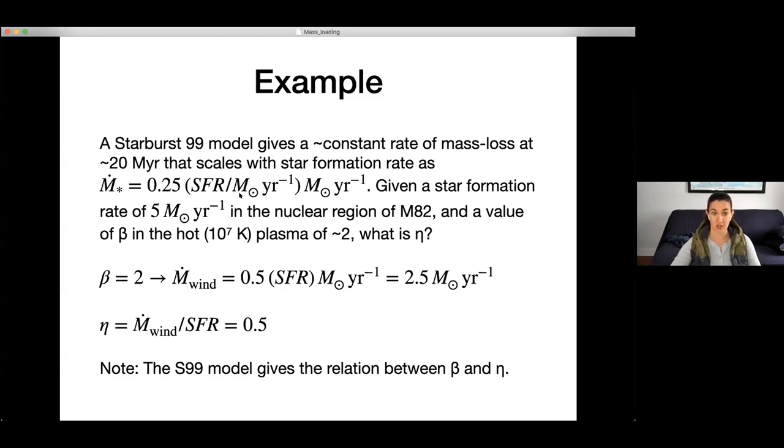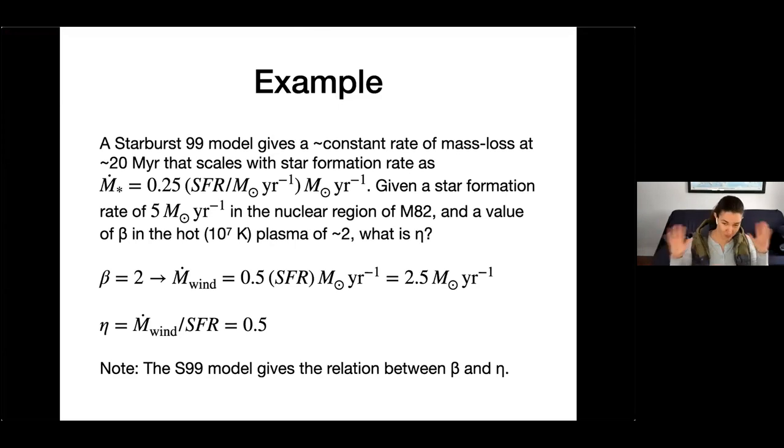Okay, so you can imagine, this is what you would get if you ran a cluster model. You can put whatever mass you want for the cluster in here. This will give you the mass injection rate from that cluster. Now let's say you have some region with a star formation rate you think you've measured, say 5 solar masses per year in the nuclear region of M82, and you measure or fit for a value of beta in the hot plasma, and you get 2. Okay, then how would you convert that to eta in this context?